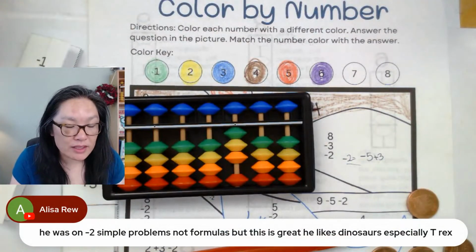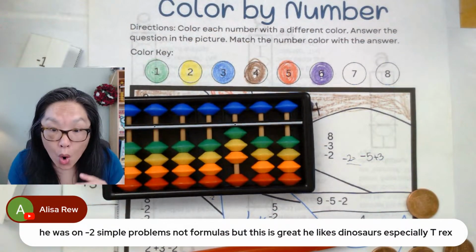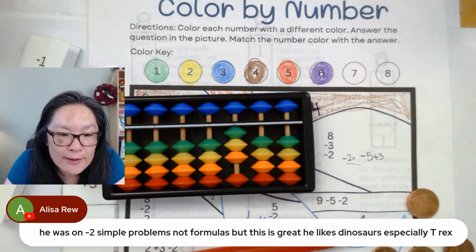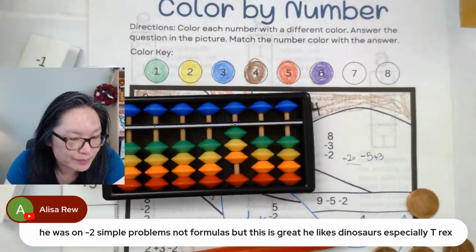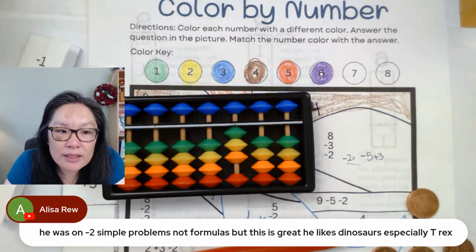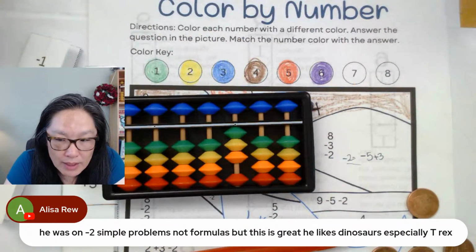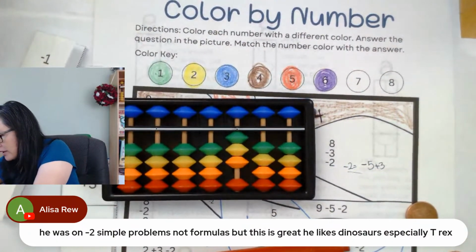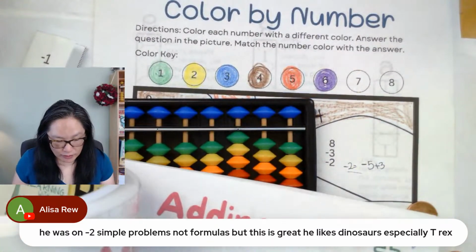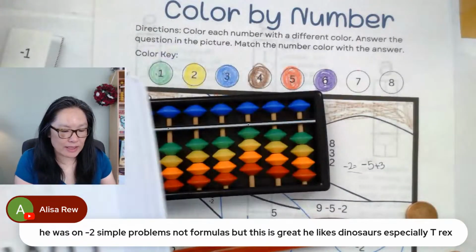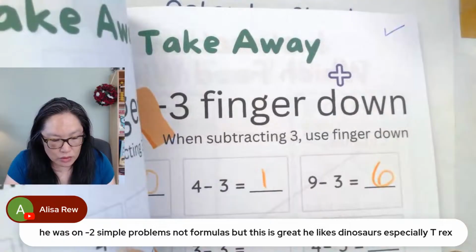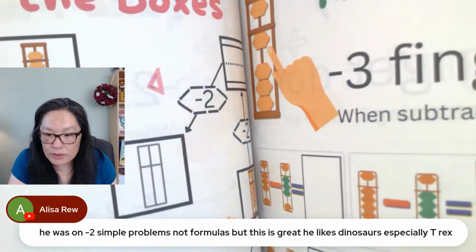Okay, sorry. So he was on the minus 2 simple problems, but not the formulas. Oh, but this is great. He likes dinosaurs. Oh, this is minus 5. Oh, I see. Minus 2 problem simple. Okay, I read that wrong. This one might be too advanced for him. Let me go back and redo the minus 2 simple, because I can see how it gets redundant, right? Doing all of this, I can see how it gets redundant, especially since he's so old. You know what I mean? So let me go back and redo that.